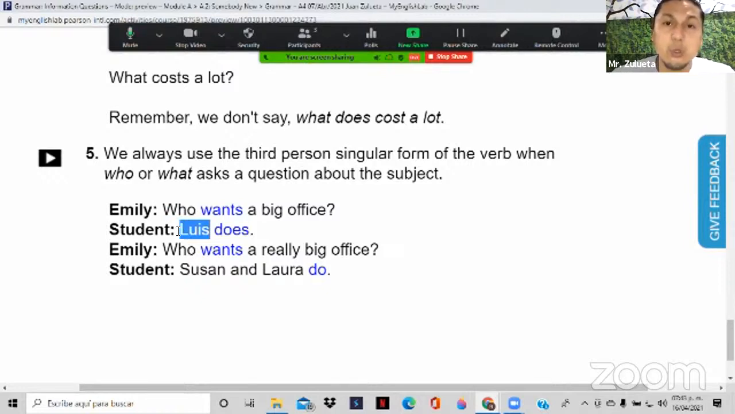But when you see two names, such as Luis and Antonia, now we are talking about two people, meaning they, okay? So the verb should not have an S. Luis and Antonia love each other, okay? Good.